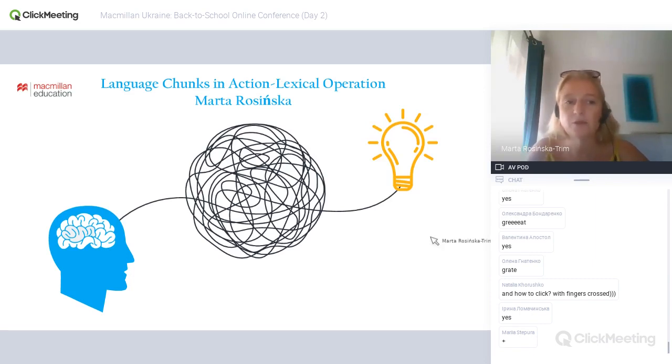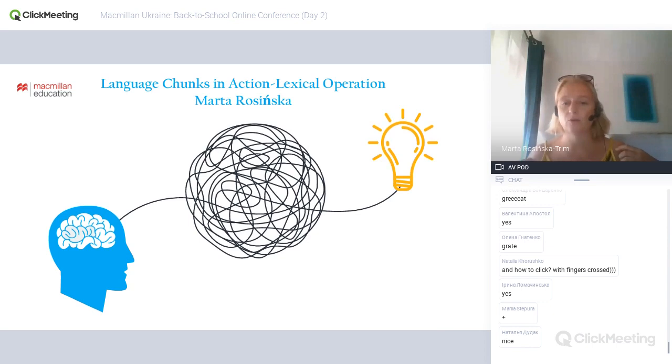Okay, as requested, I'm going to talk to you about teaching vocabulary in relation to the use of English. And the presentation is called Language Chunks in Action, Lexical Operation.